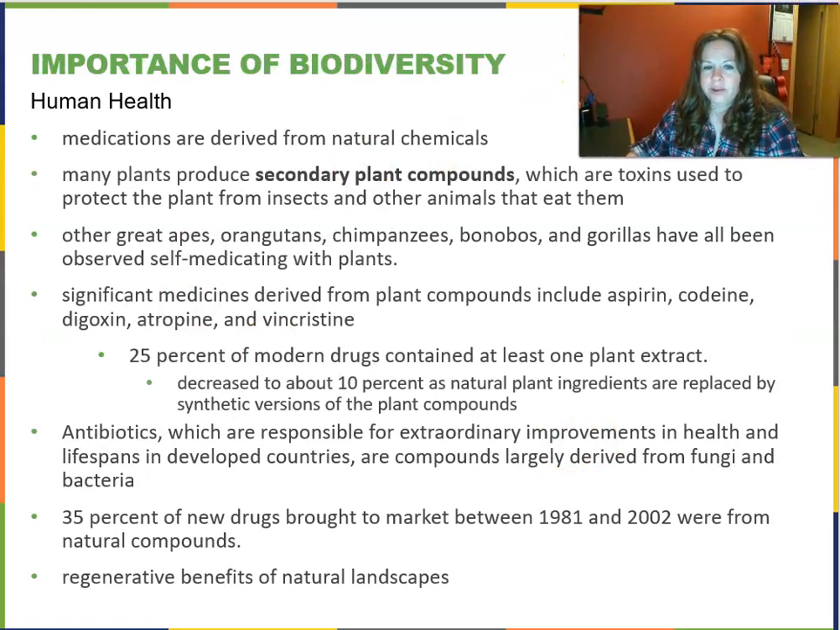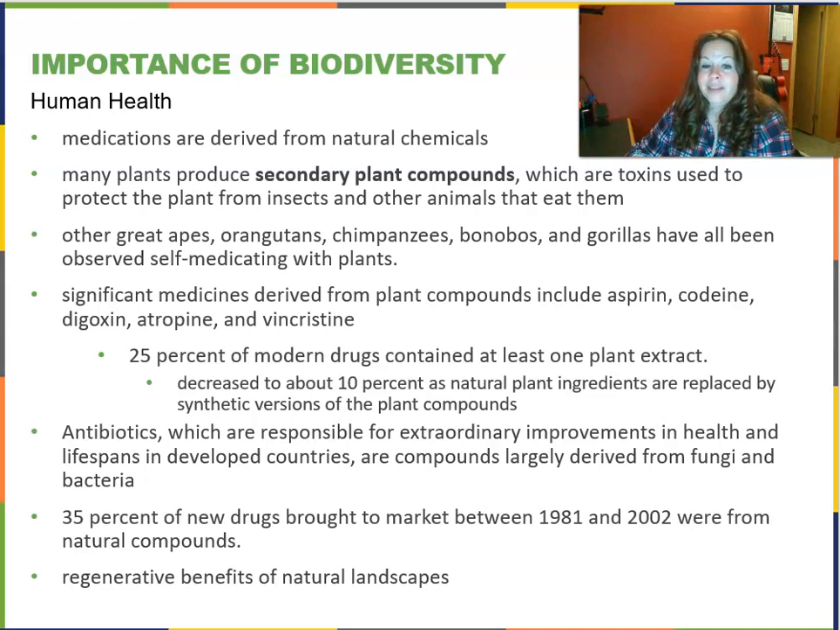The importance of biodiversity as related to human health. Our medicines are derived from natural chemicals, and many plants produce secondary plant compounds, which are toxins used to protect the plant from insects and other animals that eat them, but then we can use these chemicals for our medicines. And we're not the first to do so. Other great apes, even orangutans, chimpanzees, bonobos, and gorillas, have all been observed self-medicating with plants.